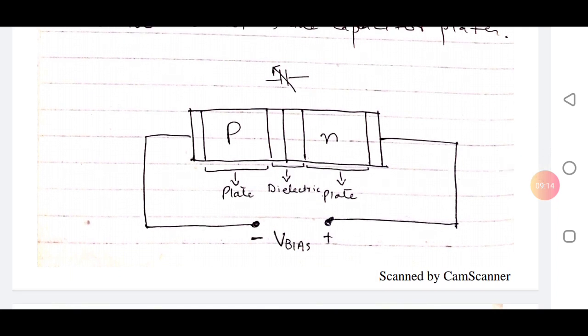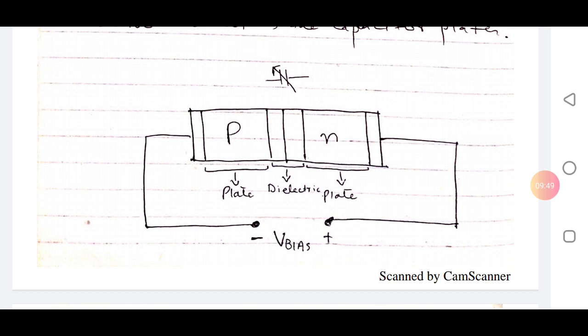This is the figure which shows how a varactor diode is compared with a capacitor. You can see here the p-type material which is compared as a plate. Here is the n-type material which is compared as a plate. Here is the dielectric, which is compared with the depletion region of a diode.